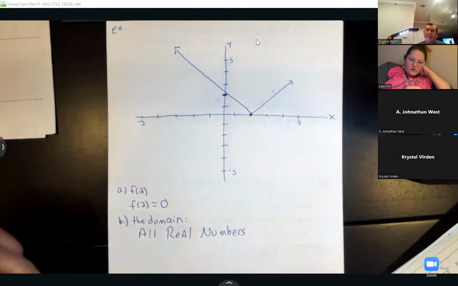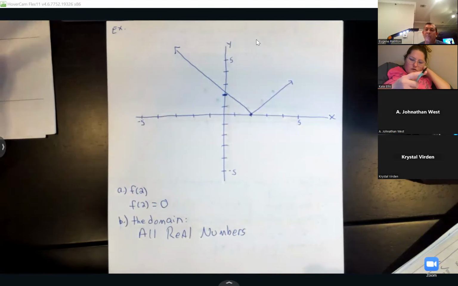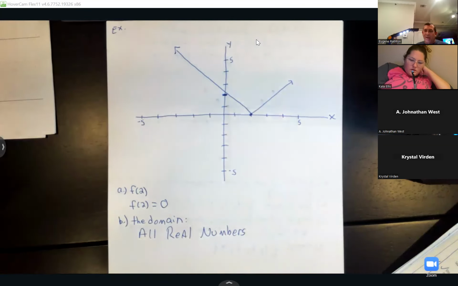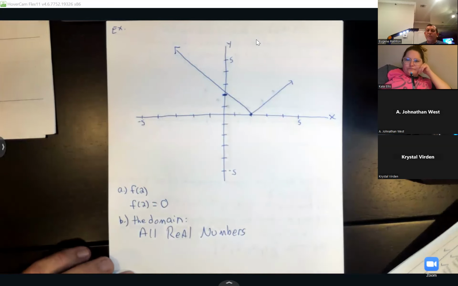Because we can't sit and list all these numbers. It'd take us, well, we would never do it, right? We would be going from 1, 2, 3, blah, blah, blah. So when that's the case, you put all real numbers and you're done with it.